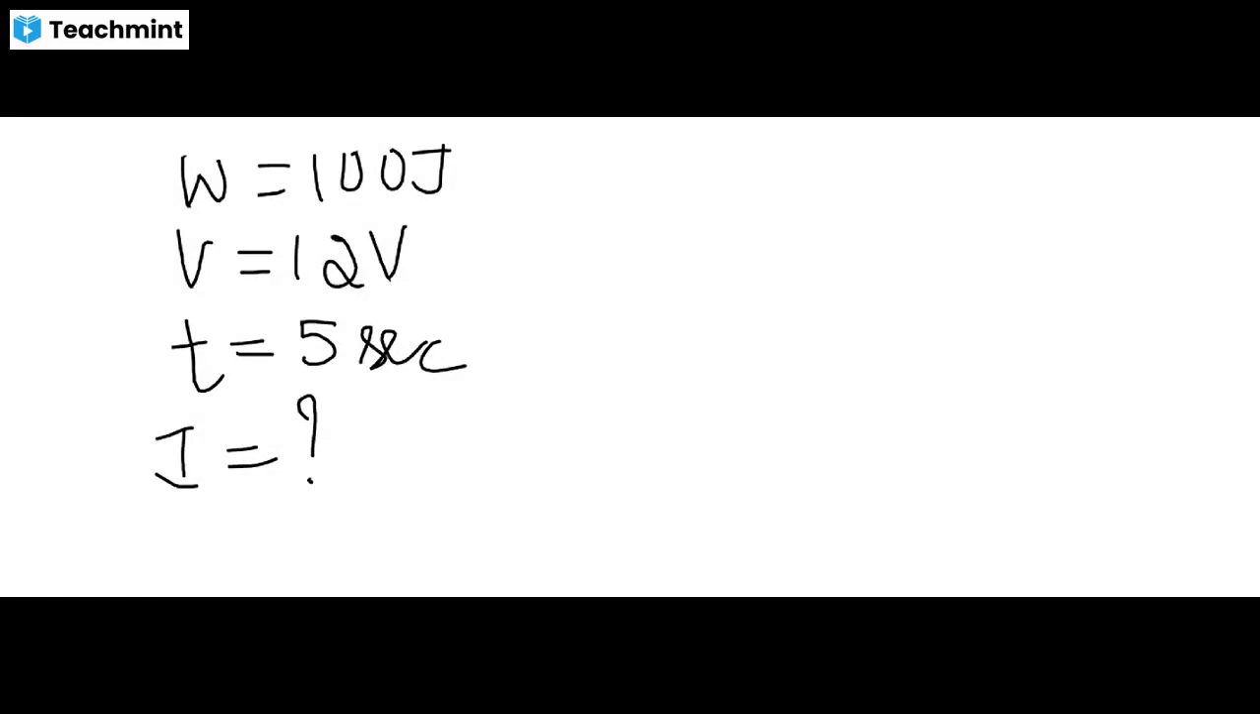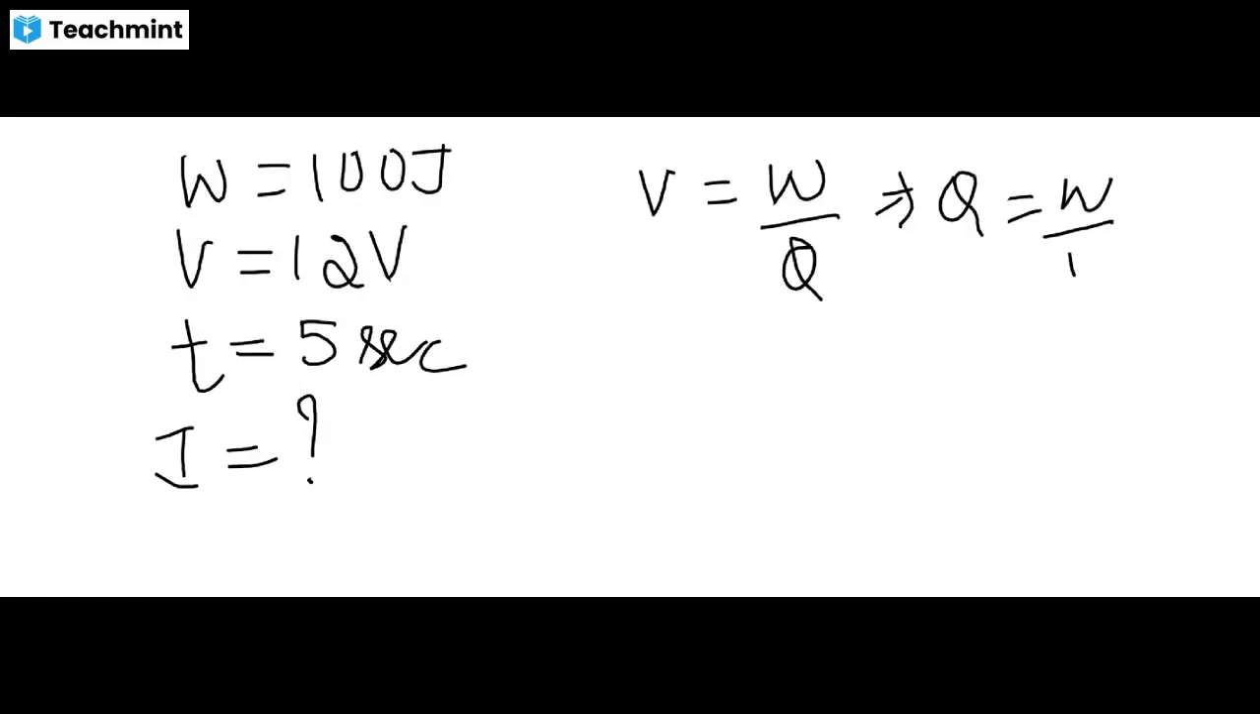So what will you do first here? First we have to find the charge in coulomb. V is equal to W by Q, or Q is equal to what? Q is equal to W by V. So what do you get for Q? Q is 100 by 12.